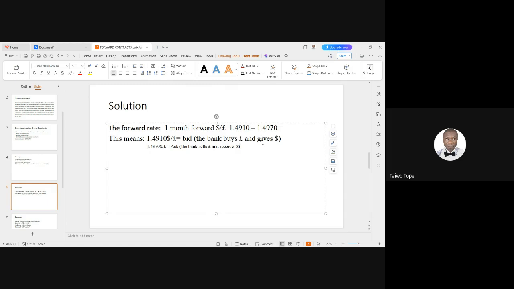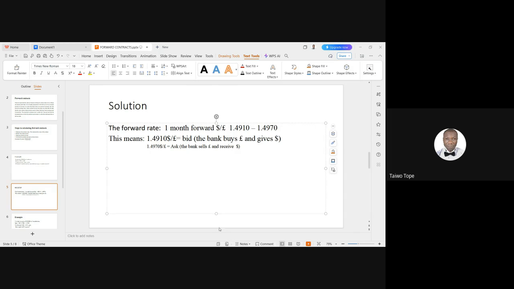Let's say you are the customer, company X. The rate you get depends on whether you are buying or selling pounds. So the question is this: what is X doing?